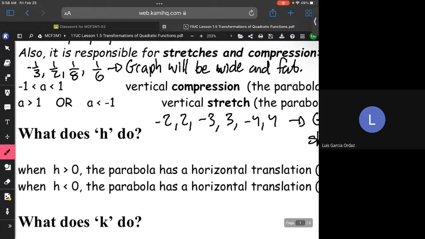Yep. Jay, have we ever switched vertical compression and horizontal compression? Never do a horizontal compression? So the thing is, there is such a thing as a horizontal stretch and horizontal compression, but we just don't get into that with the M course. Oh, okay. But it would work the exact same.